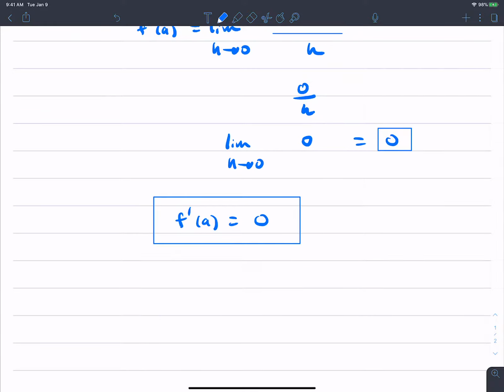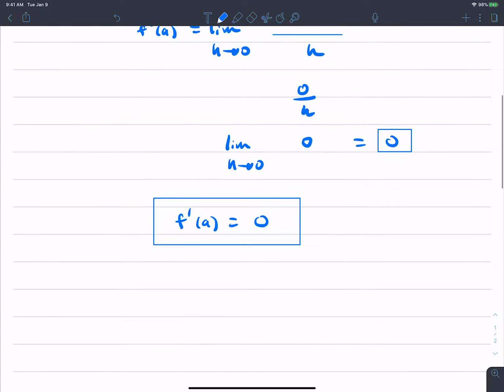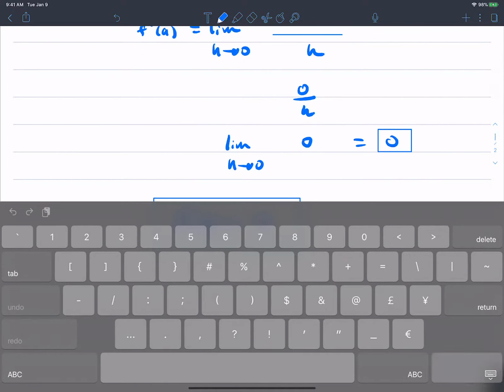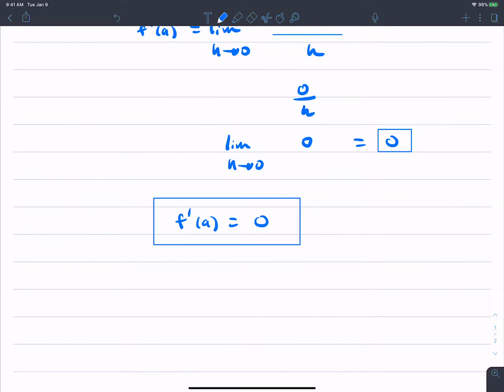And that's what we've shown. So it doesn't matter the value here of a. At every point, this constant function, the derivative is 0. And that's using just, again, algebra and the definition here. So there's one example. We're going to go to number 3.